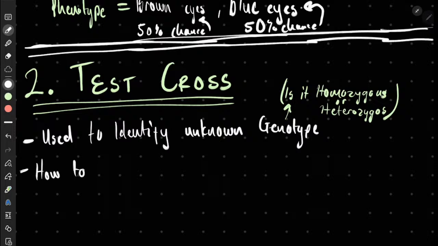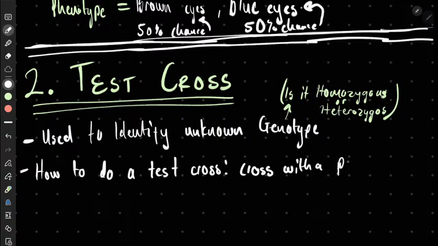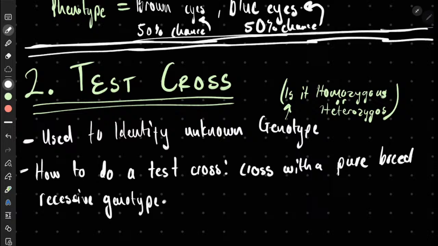How to do a test cross. There are many ways, but here is one. Cross with a pure breed recessive genotype. Are we together? You are going to cross with a pure breed recessive genotype to try and find what is missing.